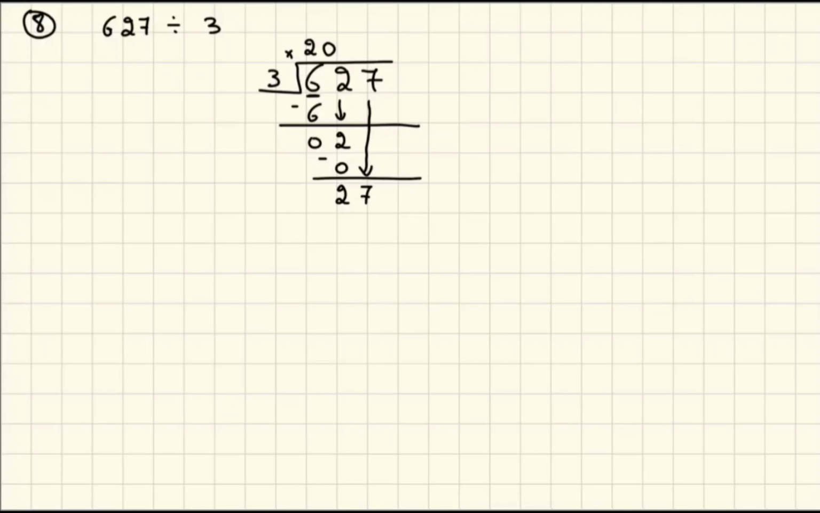3 multiplied by how much is 27? We know it's times 9. So we write 9 on top. 3 times 9 is 27. Now we subtract. We get a remainder 0. So basically our answer here is exactly 209.